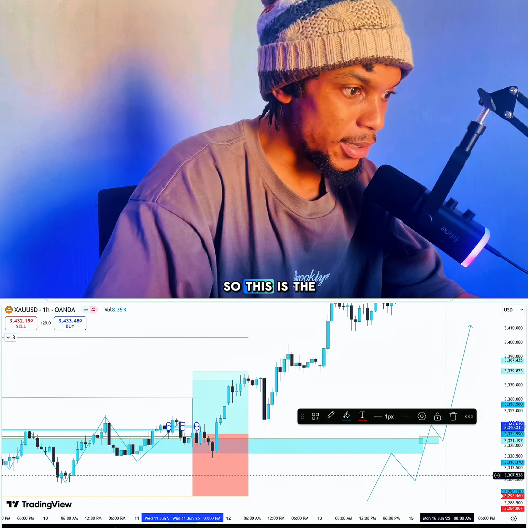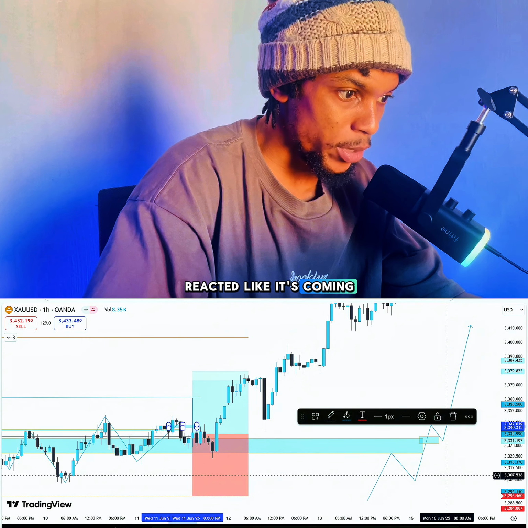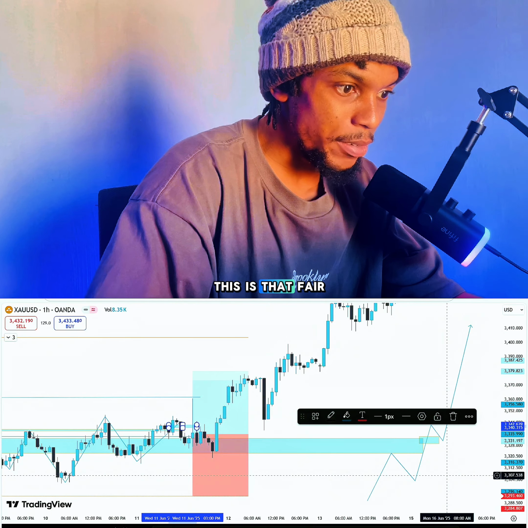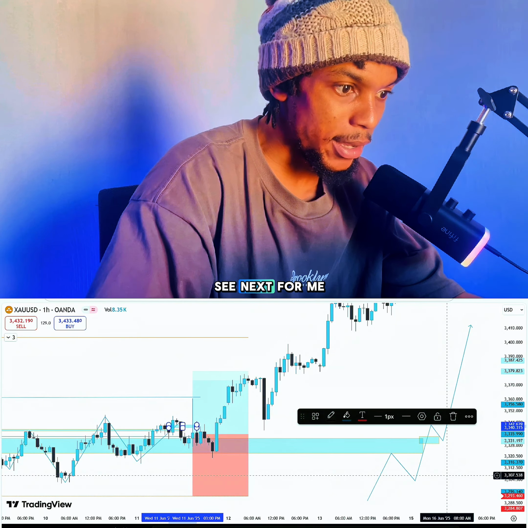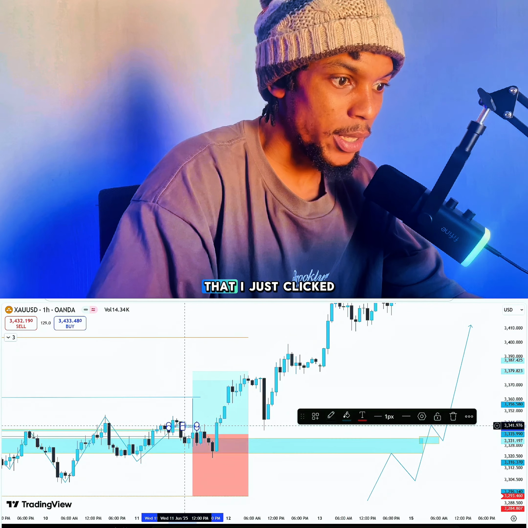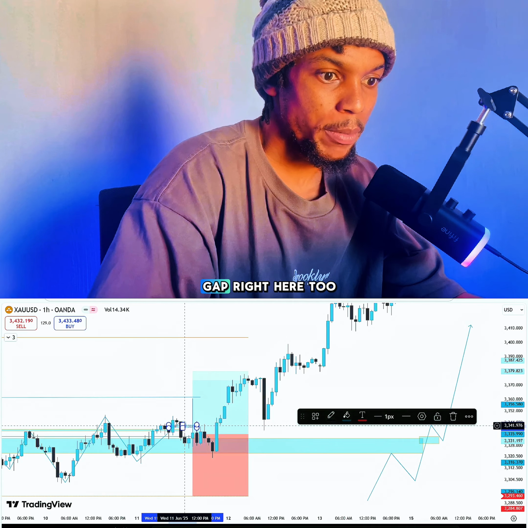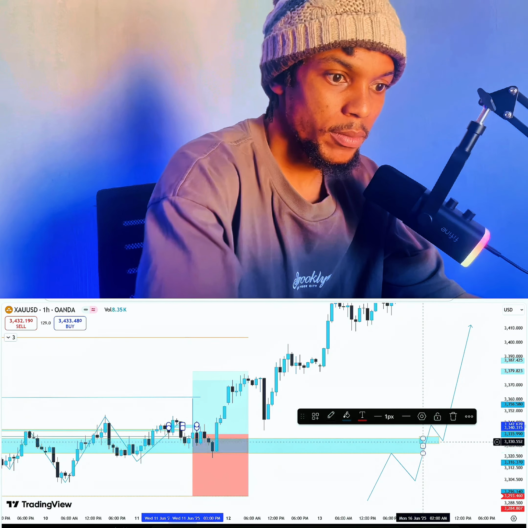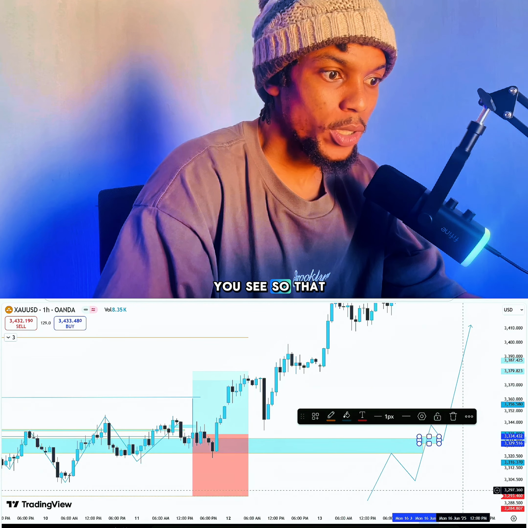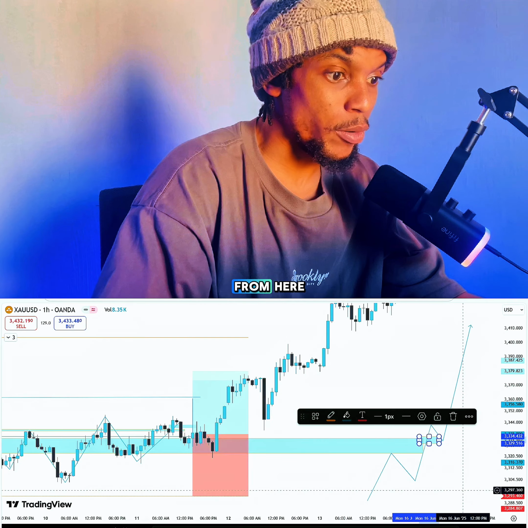So this is the daily resistance that formed, and see how price met it, reacted like it's coming down, and then broke above it in the 1 hour time frame. This is that fair value gap I was waiting to see next for me to enter the trade. This fair value gap right here that I just clicked on. You see, this is the same fair value gap right here too. So that was why I entered this trade from here.